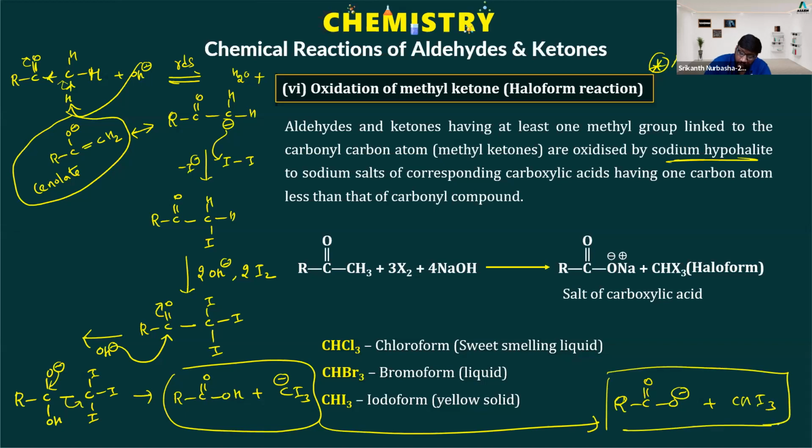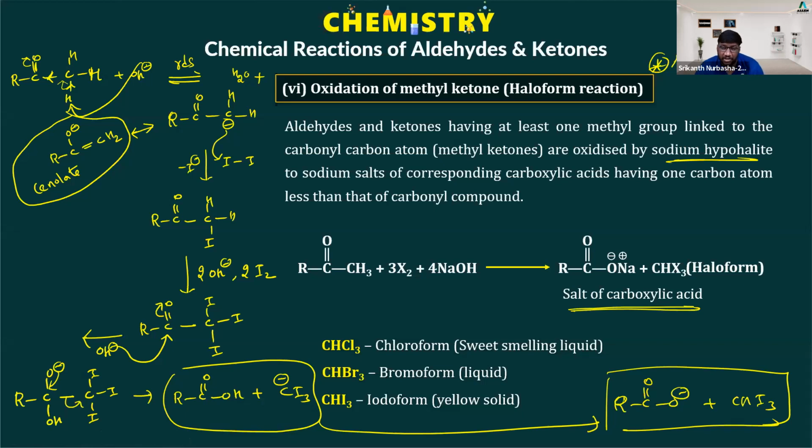That means with 4 moles of NaOH and 3 moles of X2, you are getting the conversion of R-C=O-CH3 to R-C=O-O minus Na plus. That means you are getting a carboxylate, and along with that CHX3 is released, haloform is released. Here I have taken iodine, so iodoform is released. Iodoform is a yellow solid. If I take bromine, bromoform is a liquid, and if I take chlorine, you will get chloroform. It is also a sweet smelling liquid.